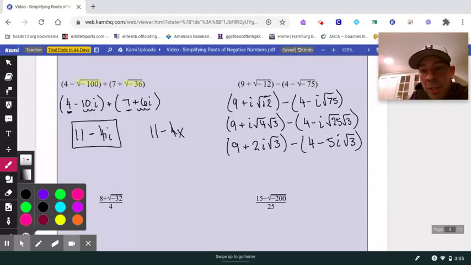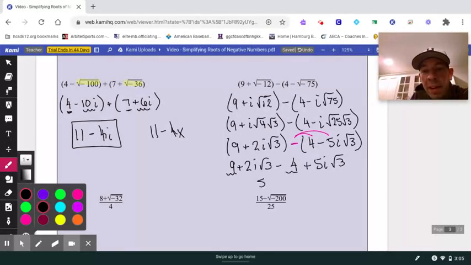Now, what I've got to do is take this minus sign and distribute it. So we've got 9 plus 2i radical 3 minus 4 plus, see that plus sign in there, 5i radical 3. We'll combine like terms. So if we combine the 9 and the negative 4, we'll get 5. And then we'll combine the 2i radical 3 with the 5i radical 3 to get 7i radical 3. And that, ladies and gentlemen, is our final answer.